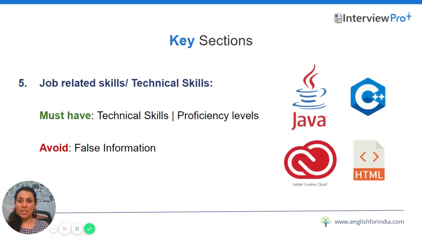Key sections. Your technical skills, your job related skills is extremely important to mention because that's when the recruiter knows that you are a fit and you understand the key skills that the job requires you to know. You must mention your technical skills and your professional level skills.